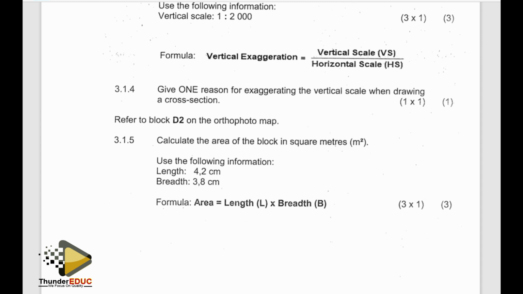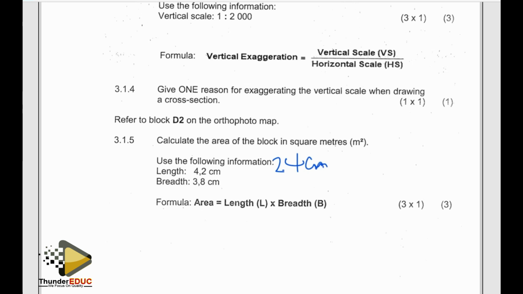Use the following information. The length is 4.2 centimeters. The breadth is 3.8 centimeters. When you're calculating this, you simply multiply. But what you need to do here, when you're doing your multiplications, remember we are saying the length is 4.2 centimeters, and your answer is supposed to be presented in square meters. You need to convert this measurement to a meter measurement.